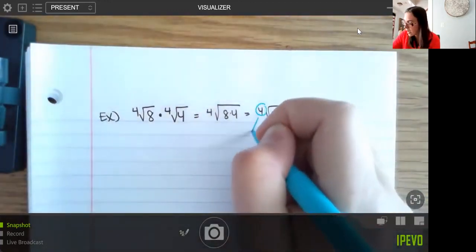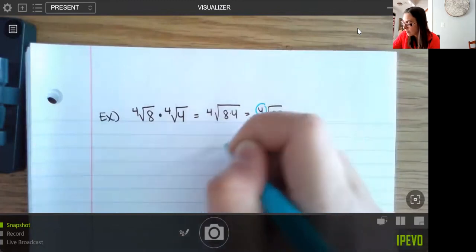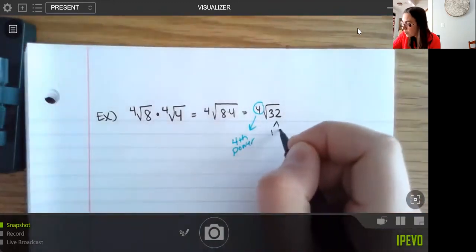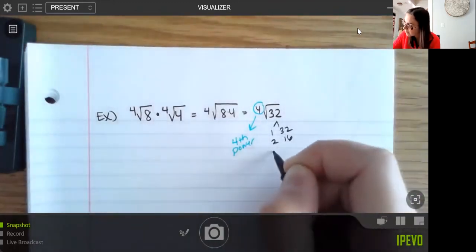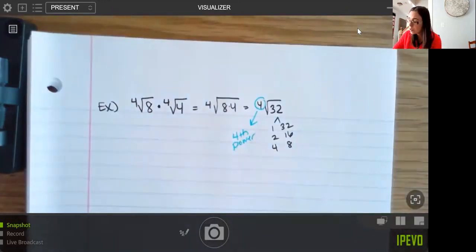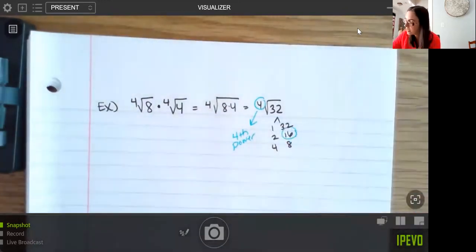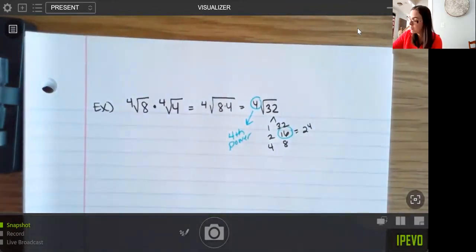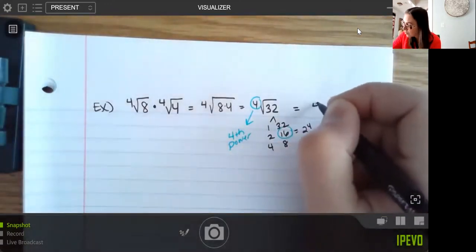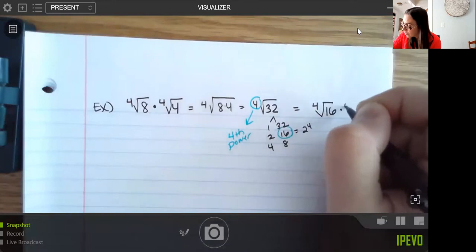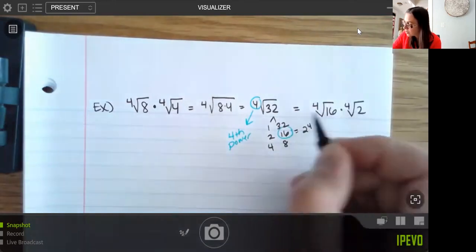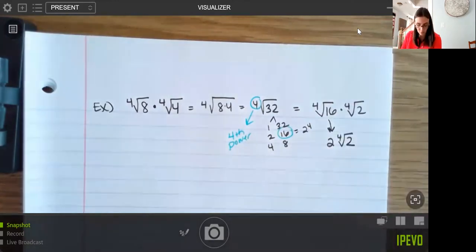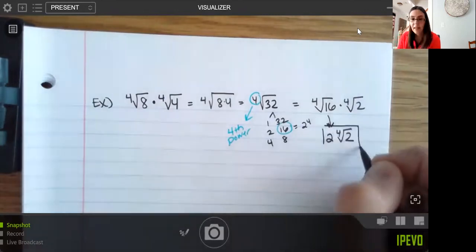So here I'm looking for a fourth power in my factors. So I have 1 times 32, I have 2 times 16, and I have 4 times 8. And I actually do see a power of 4 here, which is 16. 16 is equal to 2 to the fourth power. So if I see that power that I'm looking for, I'm going to keep simplifying. So I do the fourth root of 16 times the fourth root of 2, because 2 times 16 is 32. This piece becomes 2, and then I'm left with the fourth root of 2 as the rest of my answer.